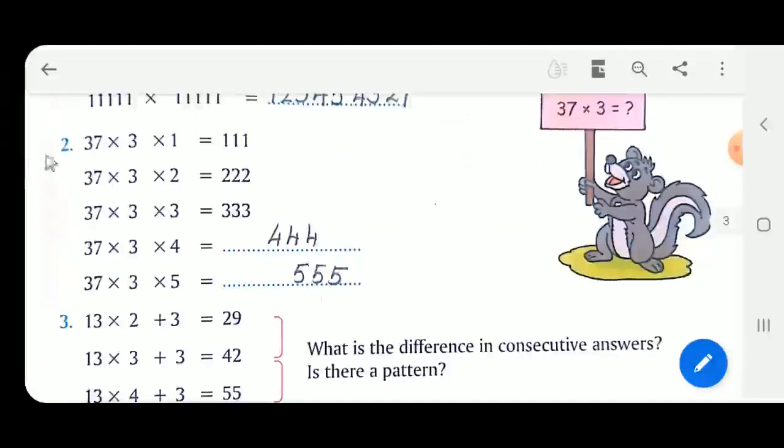What is that? 37 into 3. 37 into 3 into 1, it will be 1, 1, 1. 37 into 3 into 2, it will be 2, 2, 2. See, compare. First one is 1, 1, 1, then 2, 2, 2, then 3, 3, 3. That means 4, 4, 4, 5, 5, 5. It will be there. Even if you multiply also, you are going to get the same product.